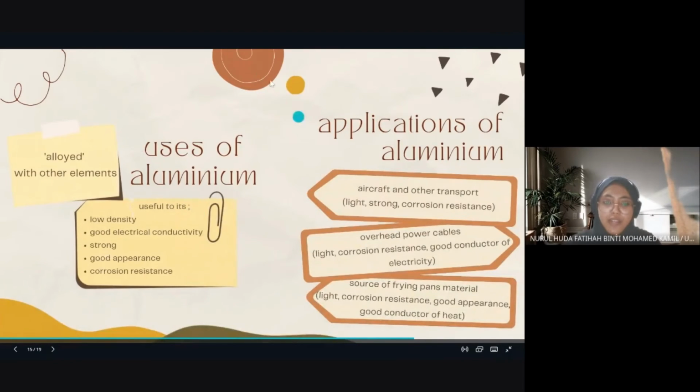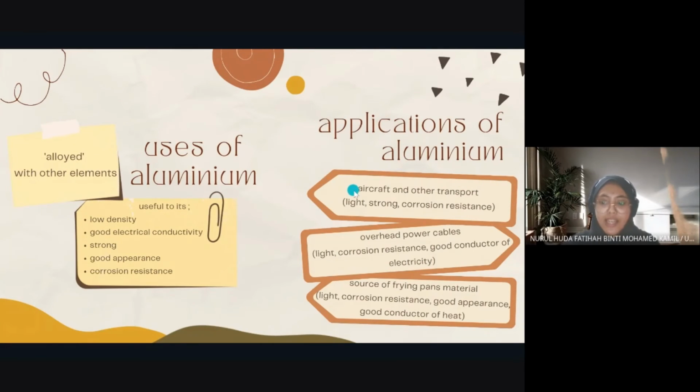The uses of aluminium: it is usually alloyed with other elements because it has low density, good electrical conductivity, strength, good appearance, and corrosion resistance. The applications of aluminium are usually in aircraft or other transport, overhead power cables, and as a source of frying pan material.